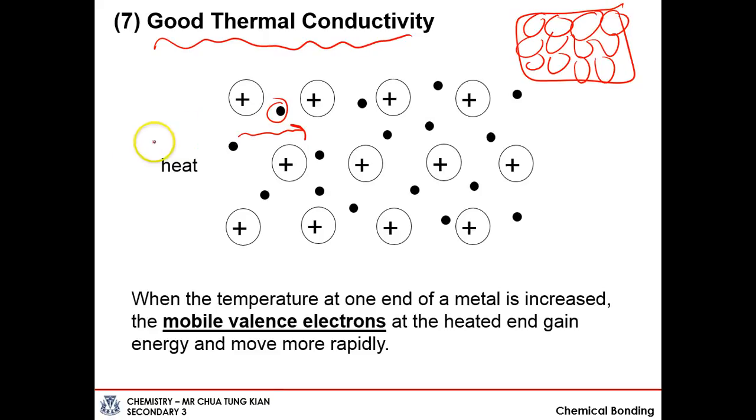So imagine if I were to apply a heat source here, this electron here will vibrate really fast. It will gain kinetic energy. It will move faster.